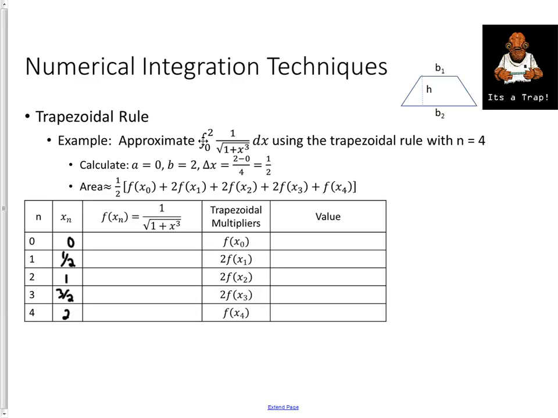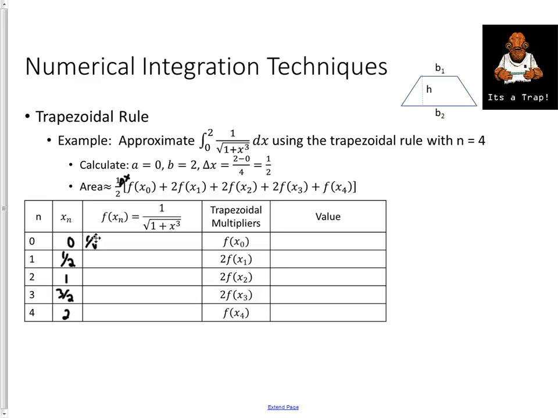So we're going from 0 to 2 on that interval. Each trapezoid will have a height h equal to delta x. So we're going to take 1/2 delta x times f of x of 0 plus 2f of x of 1 plus 2f of x of 2 and so on down the line to f of x of 4. That means that we're actually substituting in here.